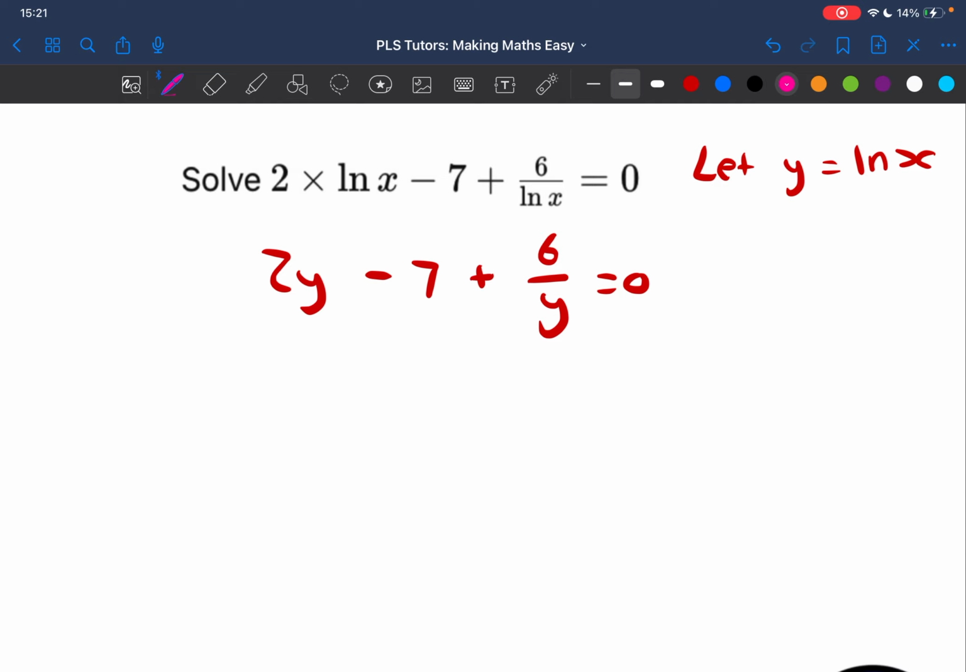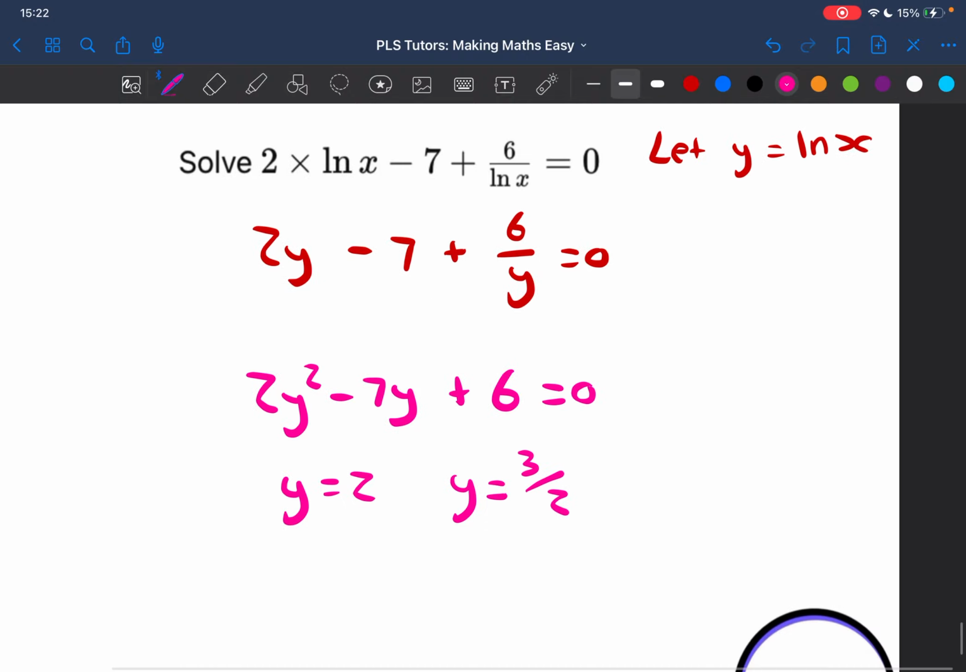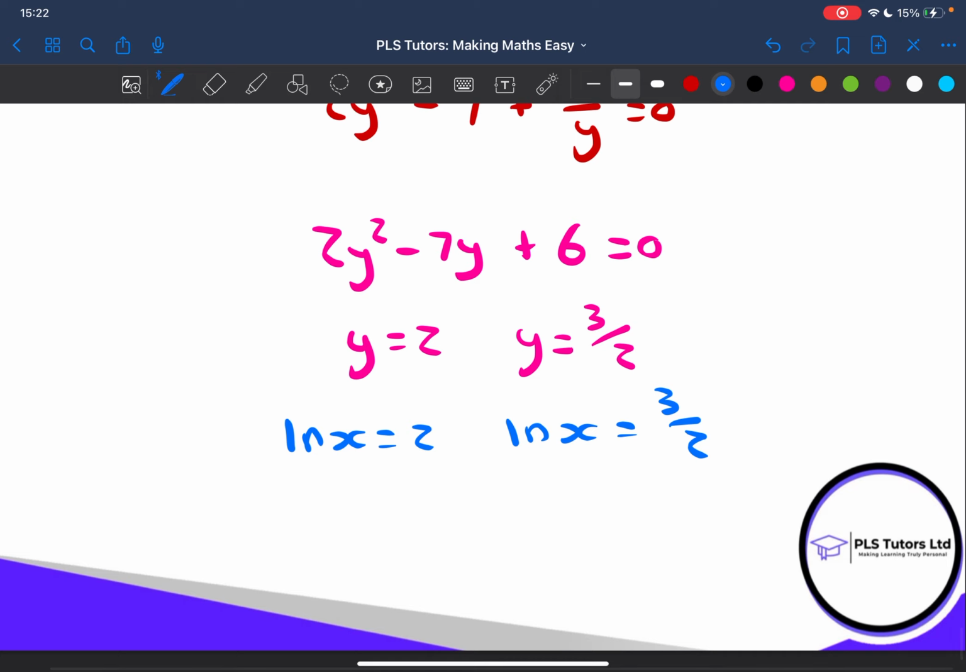So 2y times y becomes 2y squared. Minus 7 multiplied by y becomes minus 7y. And then 6 over y times y just becomes 6. Once again, solve that on the calculator. So y equals 2, y equals 3 over 2. But we don't want y, we want x. So we're going to say that ln x equals 2, or ln x equals 3 over 2. And then just like we did before, we can raise each side as a power of e. So x equals e squared, x equals e to the 3 over 2.